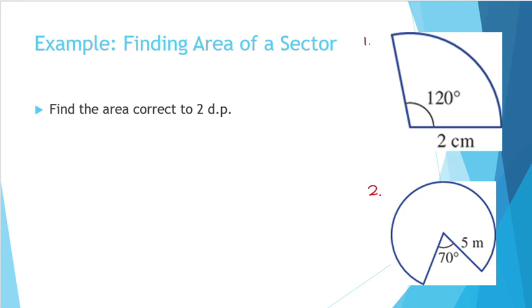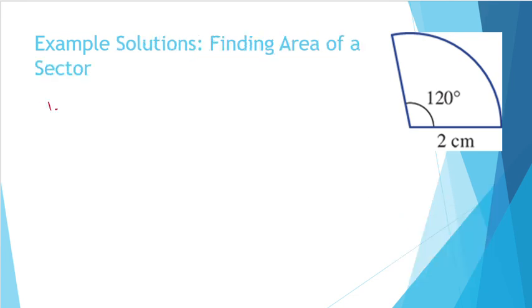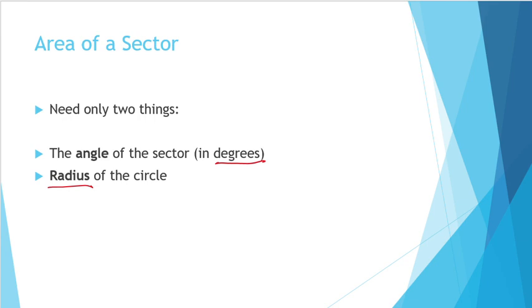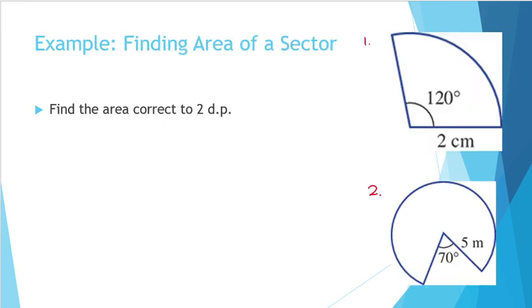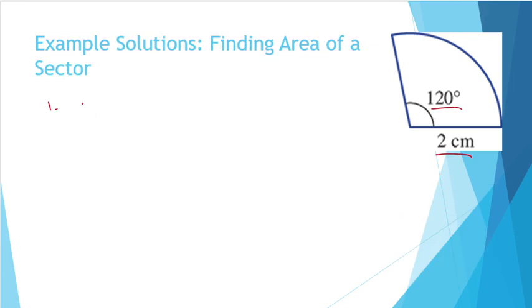So I have two examples here. I've just got two separate slides, and then I'll go do the solutions on there. So over here, this is example one. I have a sector where I have an angle of 120 degrees and a radius of 2 centimeters. I would always start out by labeling what's what. And just remember when you're looking for the area of a sector, you're only looking for these two things, the angle and the radius. So the radius in this case is 2 centimeters.